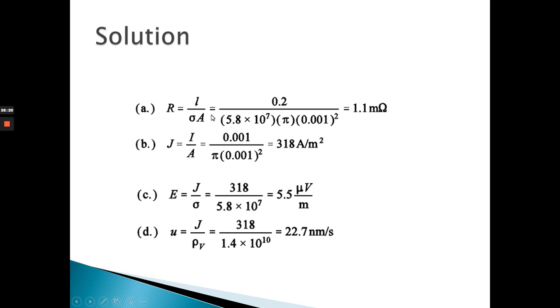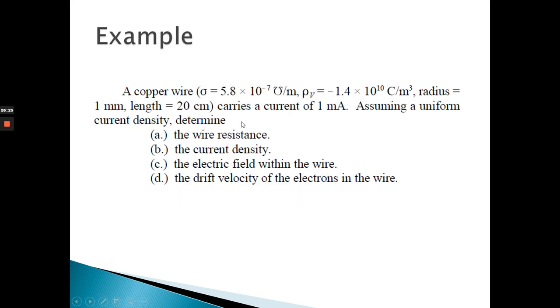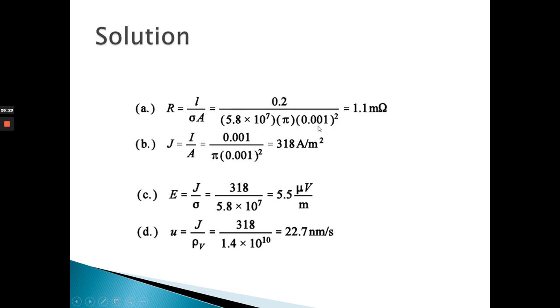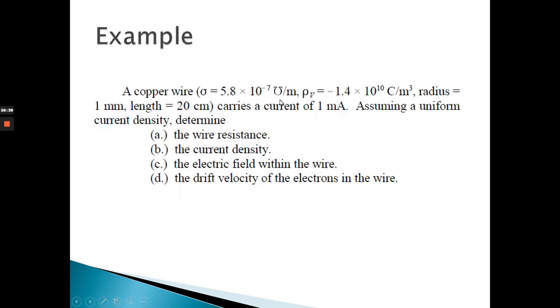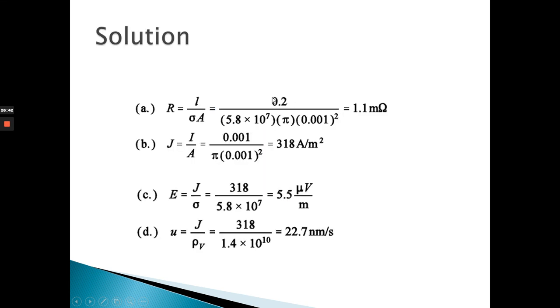So how will we find A? The area of a circle is pi r square, right? The radius is given as 1 mm, which means 0.001 square, multiplied by the given conductivity, and then L is given as 20 centimeter, which you need to convert into meters. Remember, all the units have to be SI units, so if you work in meters, everything has to be in meters.